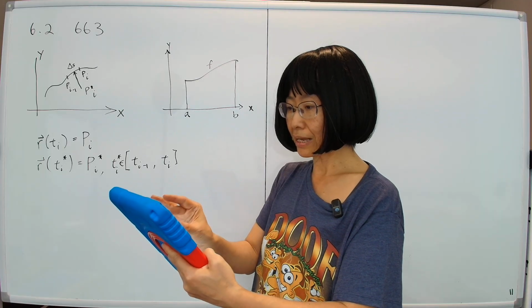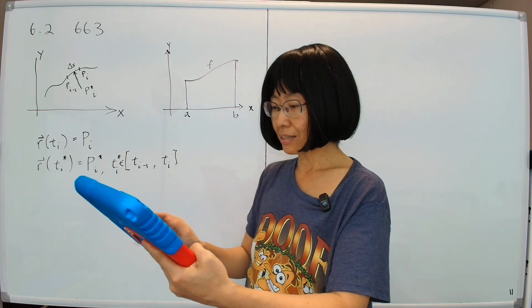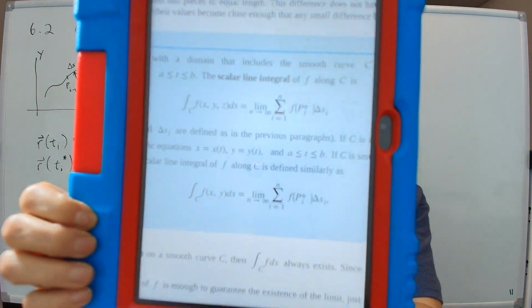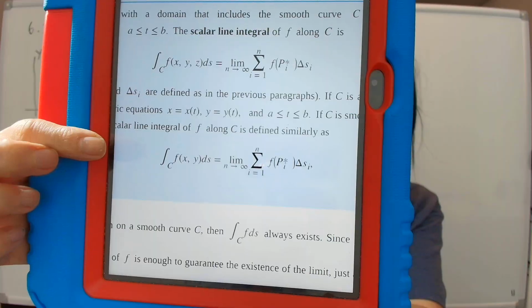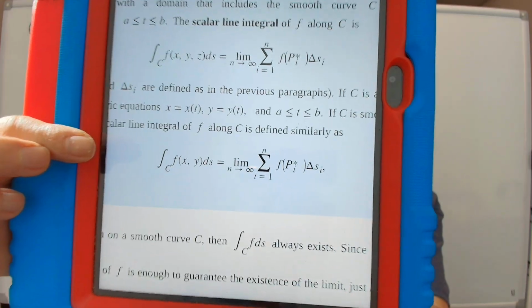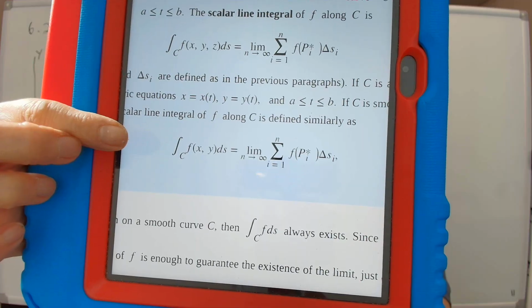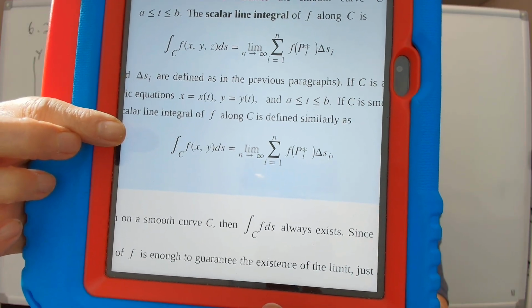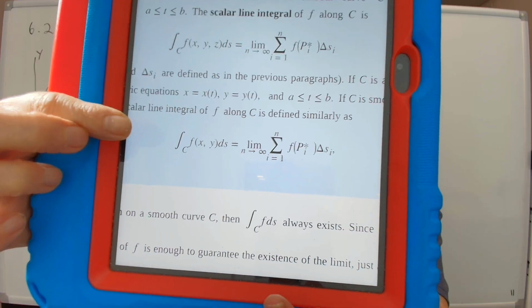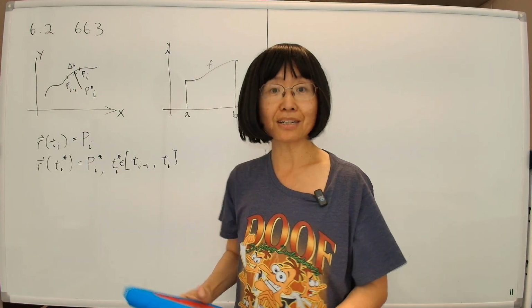Now let's look at the next page, 664. As you can see, the definition of the line integral. Now we are only talking about the 2D situation right here. See the 2D? That is exactly the same as the regular integral you remember. It's the value of the function at the point times the delta of the distance, right? And then you add it all up and let n go to infinity. That's your line integral.